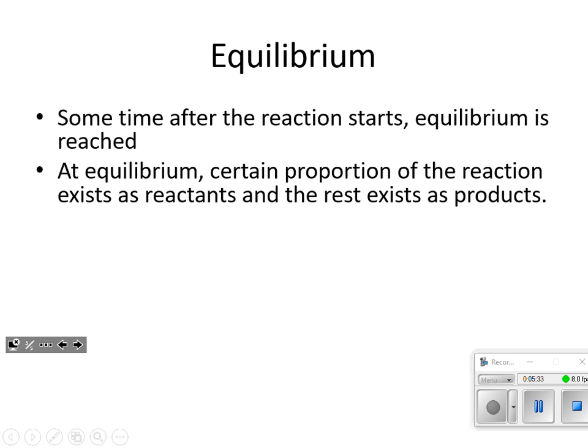That doesn't mean that our equilibrium reaction doesn't have an end point, because it does. Second bullet point, at equilibrium, the total amount of reactant versus product is now the same. That doesn't mean that they equal each other. That means there's a balance.